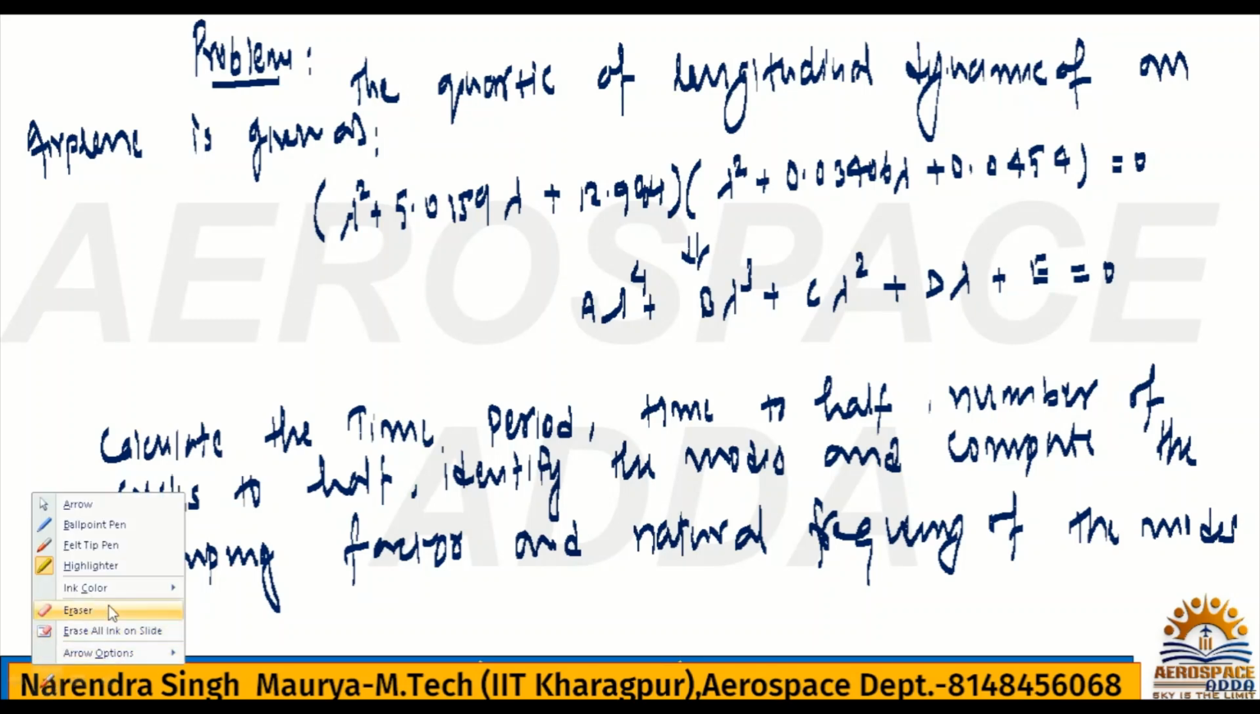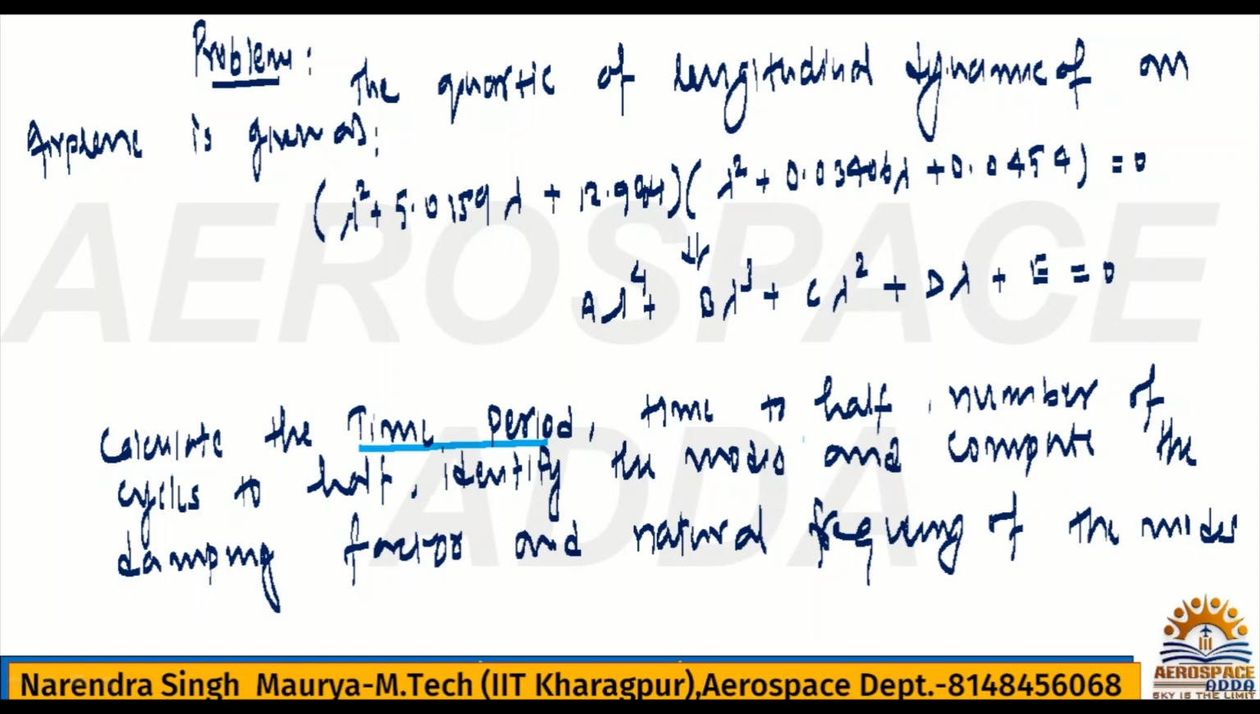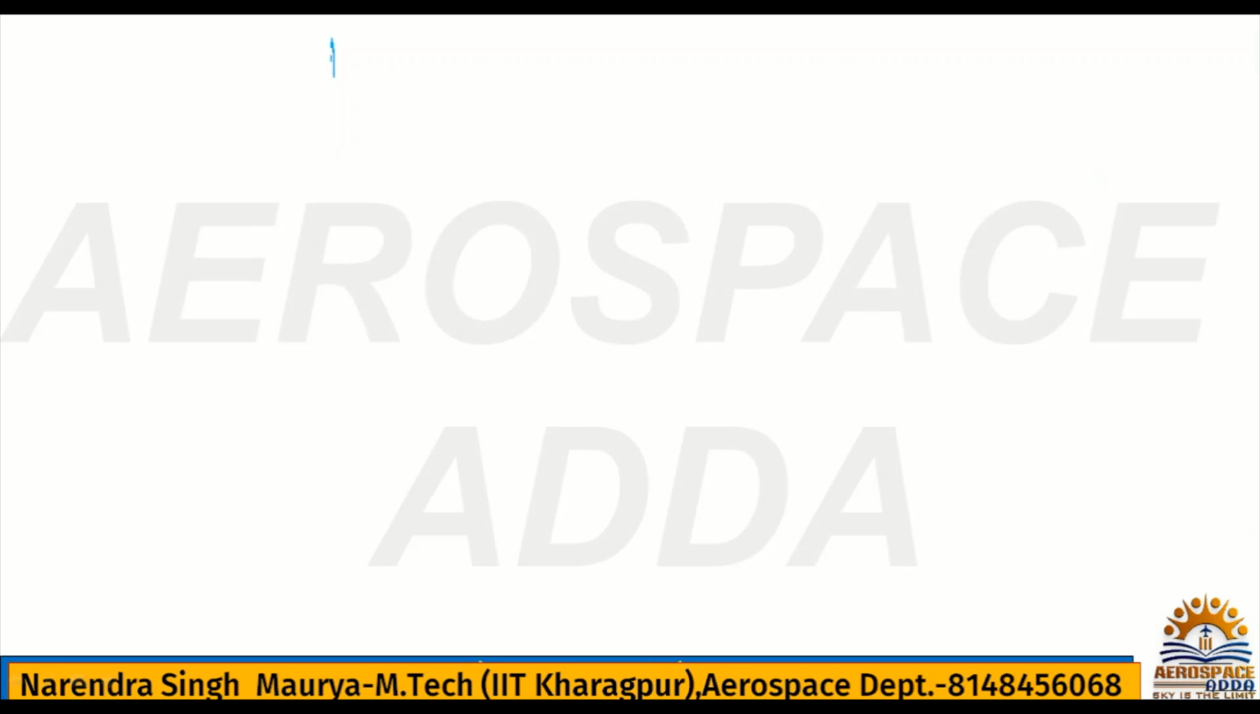Now you go for the solution of this problem. It's very easy. In the last lecture, I gave the formula for how to get the value of time period, time to half, and number of cycles to half. I will write the formula, so you only have to remember the formula. That's all. Now coming to the solution for this problem, what is the equation we have? I would write it like this.